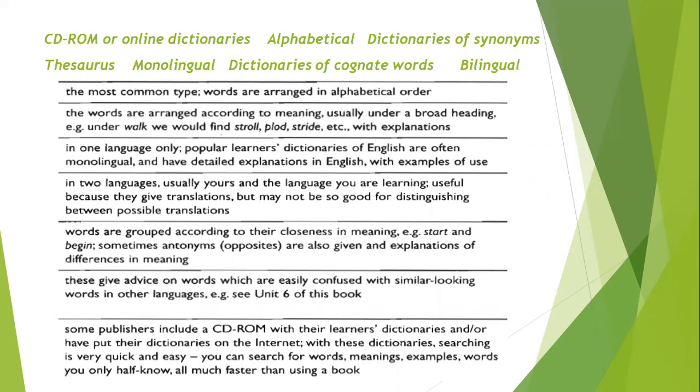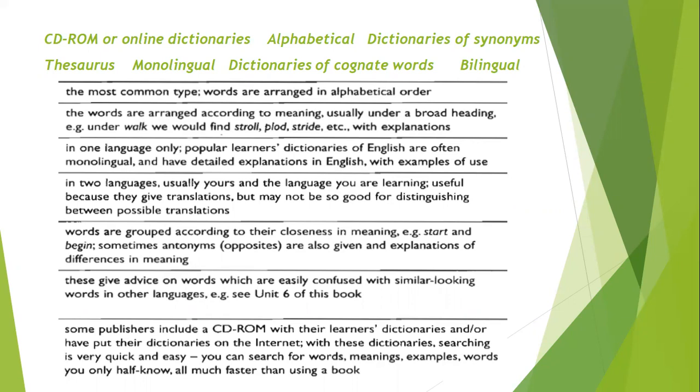Next type is alphabetical. So the definition is the first one. Alphabetical dictionary is the most common type of dictionary. Words are arranged in alphabetical order.